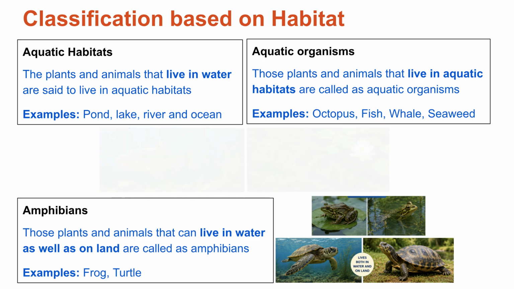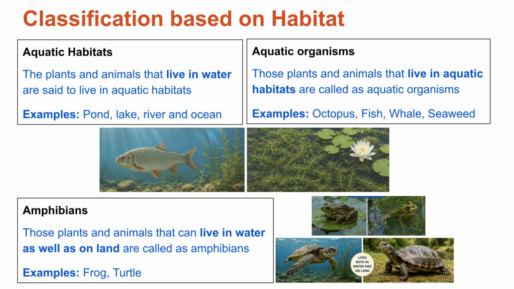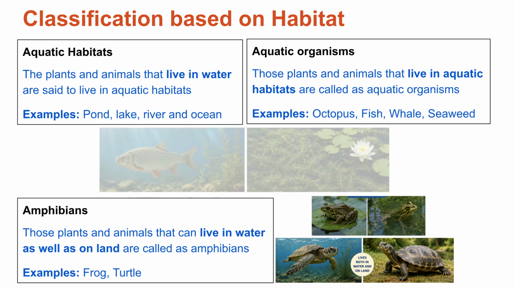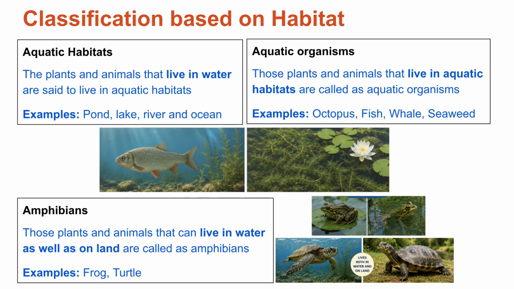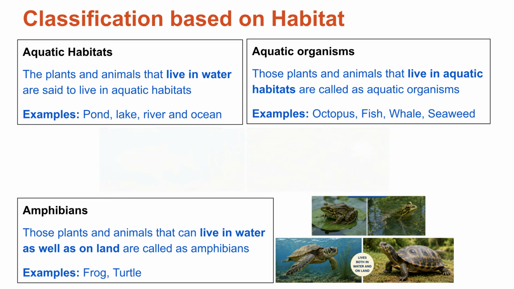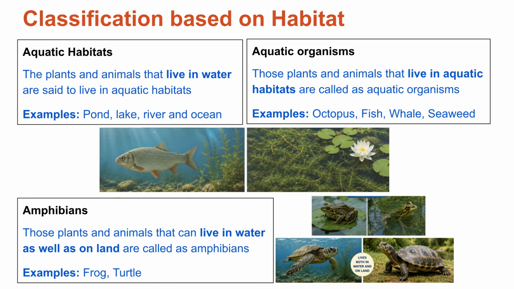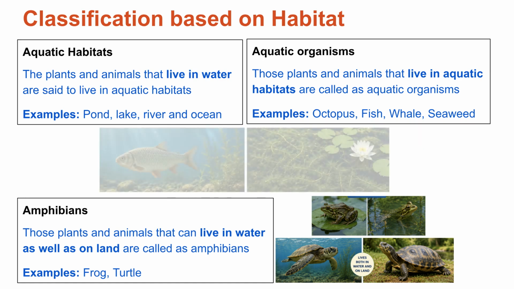There is a third category of plants and animals that can live in water as well as on land, and those are called amphibians. जैसे आपने कभी फ्रॉग को देखा है तो फ्रॉग पानी के अंदर भी रहता है और थोड़े टाइम बाहर भी आ जाता है. Similarly, turtle, it can also swim inside water as well as it can live outside water.